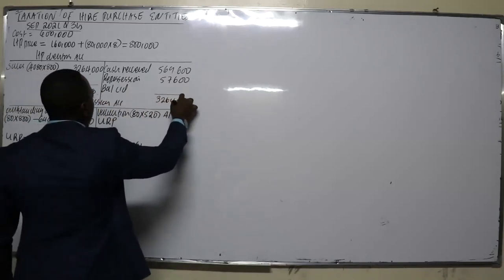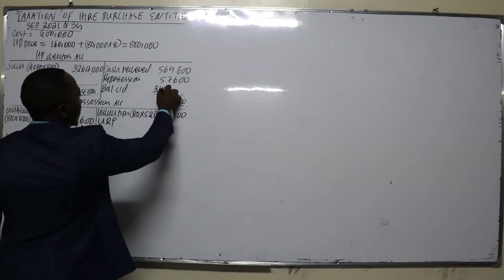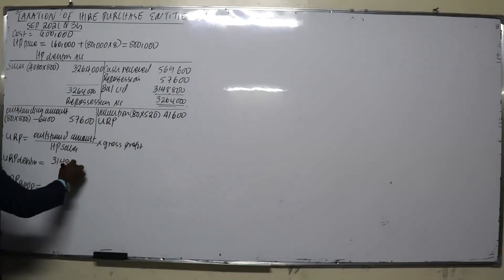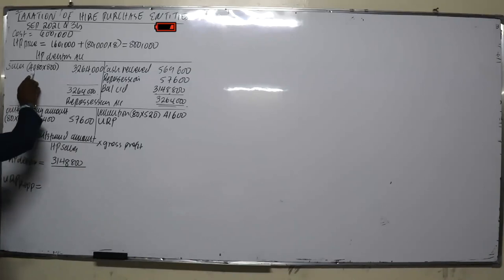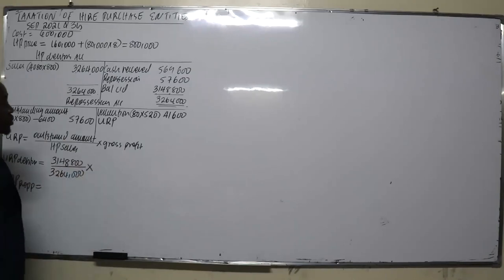We compute unrealized profit number one for the debtors, as well as unrealized profit on repossession. So let's start with the debtors. You take the outstanding amount, which is 148,800. You divide by the hire purchase sales. These were the hire purchase sales: 48 units each at 800,000. Then you multiply by the gross profit.